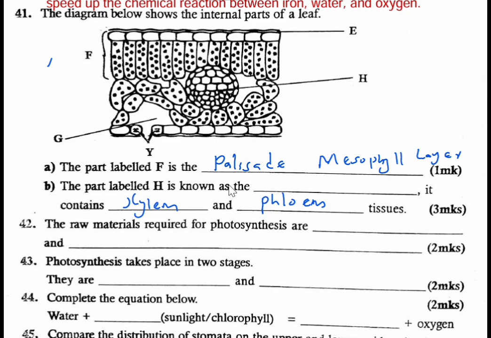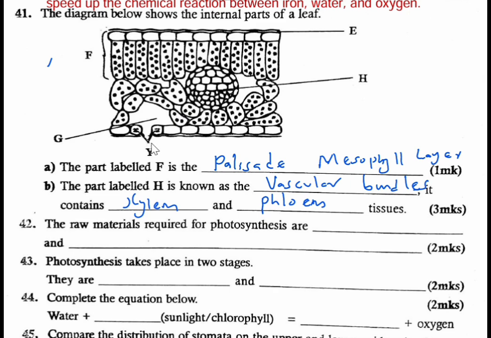So it contains xylem and phloem tissues. These two combined, it is known as, so H is known as the vascular bundles. So the name of H is called the vascular bundles. Sorry for that, I'm going to write vascular bundles. Yes, so that is the name of the part labeled H.